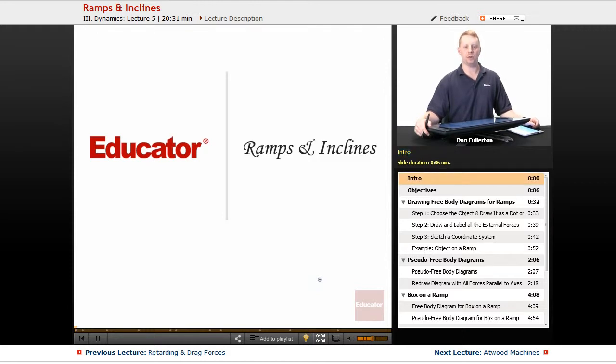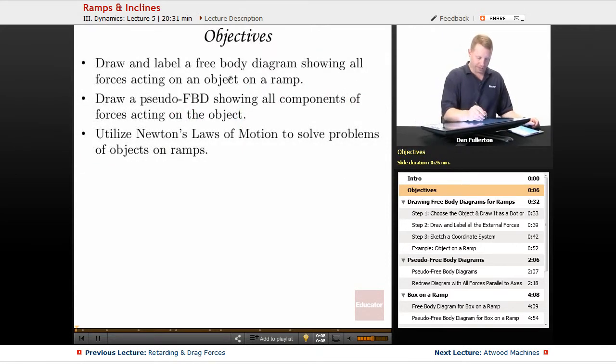In this lesson we're going to talk about ramps and inclines. Our objectives include drawing and labeling free body diagrams showing all forces acting on an object on a ramp, drawing pseudo free body diagrams showing all components of forces acting on the object, and utilizing Newton's laws of motion to solve problems involving objects on ramps. So we've done a few of these already, but I think it's worthwhile to really take some time and make sure we've got these down because they come up so commonly.